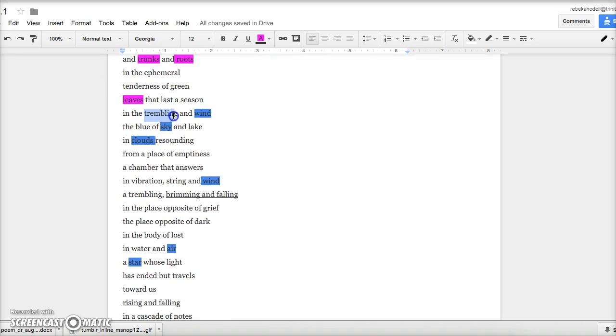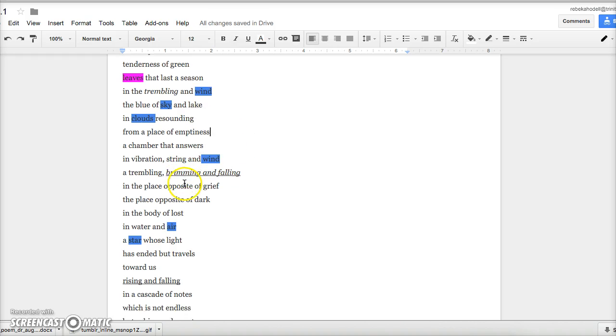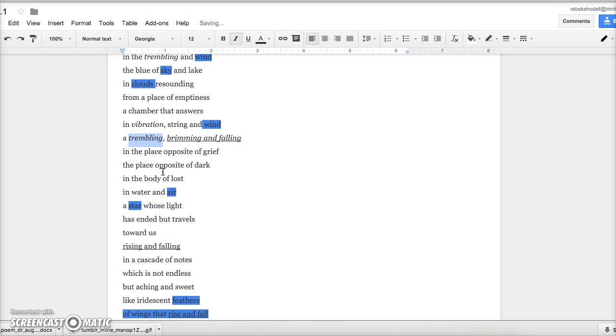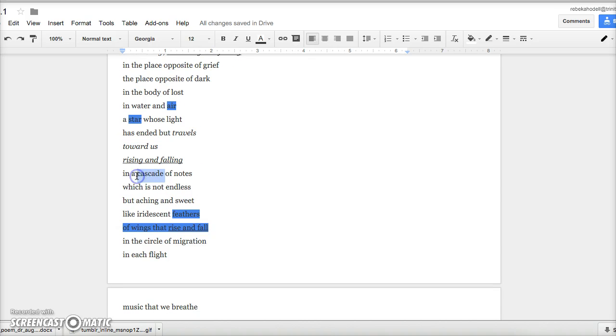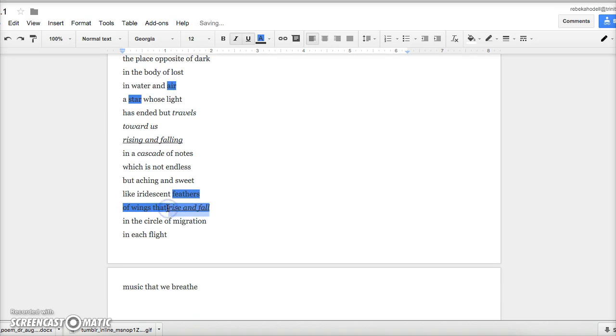So trembling is a motion word. Again, brimming and falling, those are motions. If I were doing this by hand, I would be using colors for you. Vibration. Trembling, just like wind, we have this exact word repeated. Falling and falling is repeated. That's interesting. Travels toward us, rising and falling. Actually, all of this kind of is conveying motion. Cascade is conveying motion. Rise and fall, obviously, is motion.